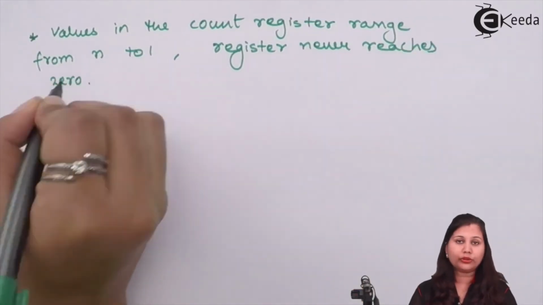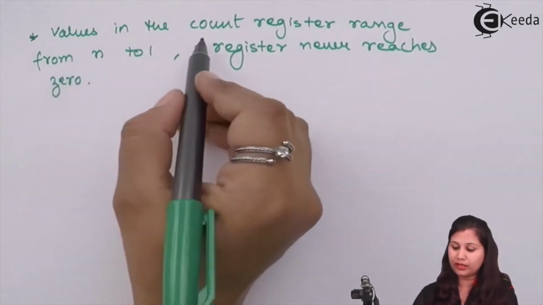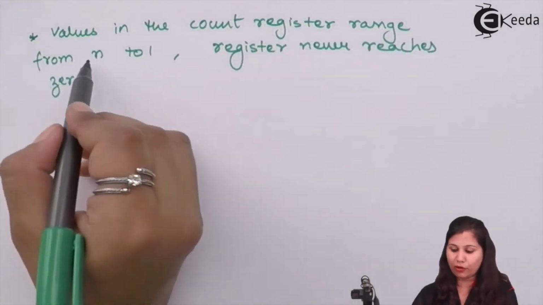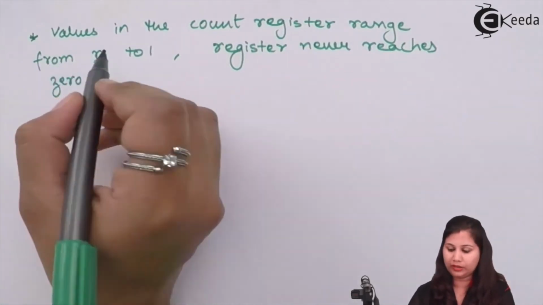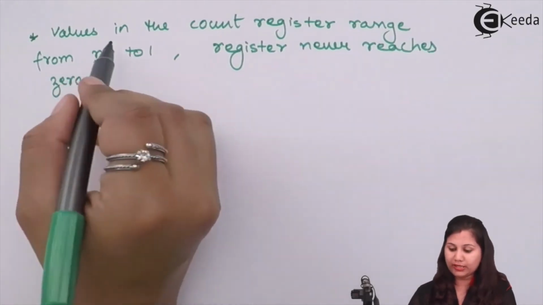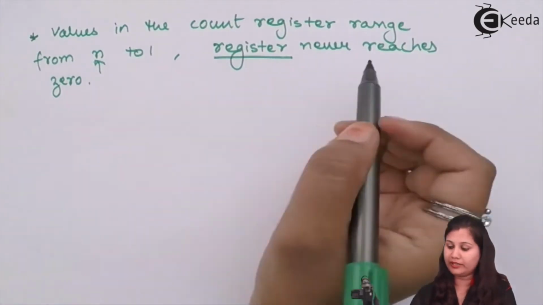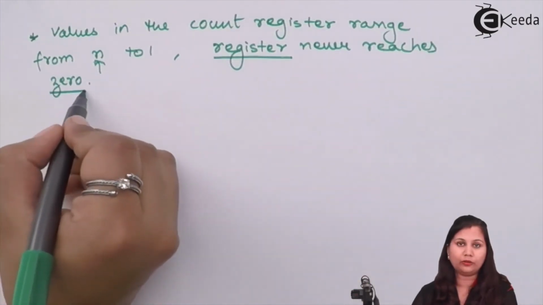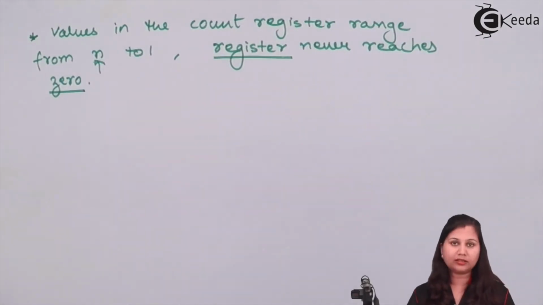One important note you have to keep in mind for this mode 2 is that the values in the count register range from n to 1. N is the count value which is loaded into the counter, and it is decremented until its value reaches 1. So the register in mode 2 never reaches the 0 value. So the terminal count is never achieved in mode 2. We have seen the timing diagram also for mode 2.